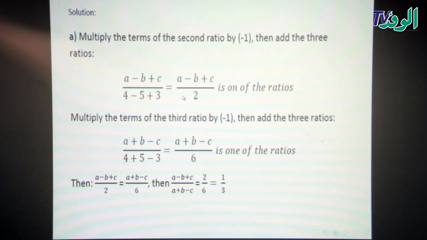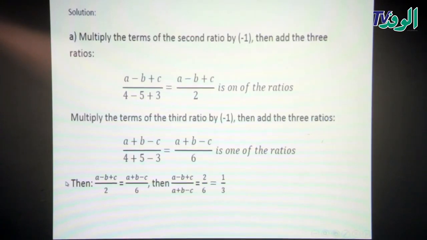Now we have a minus b plus c over 2 as one of the ratios, and a plus b minus c over 6 as one of the ratios, then they are equal. Using cross over in another way, put a plus b minus c down and 2 up, simplify and we get 1 over 3. Okay.